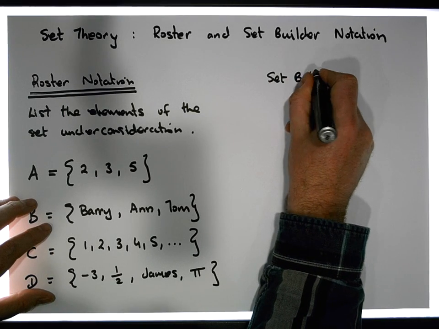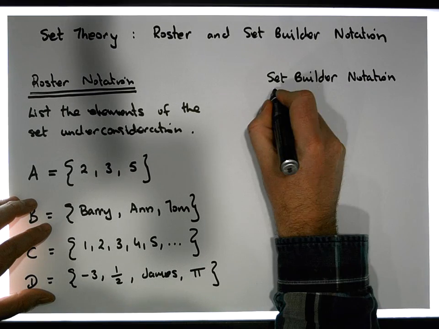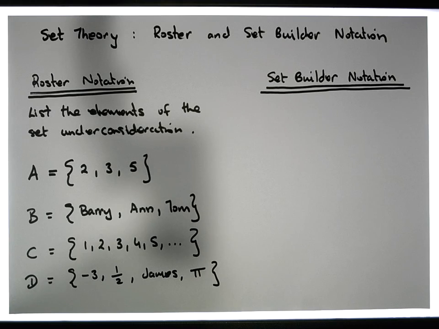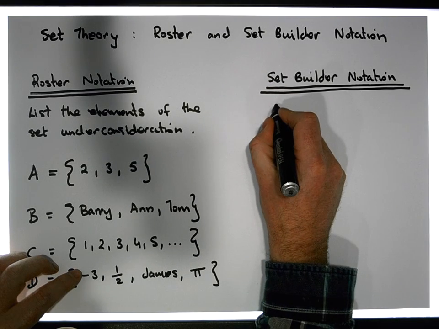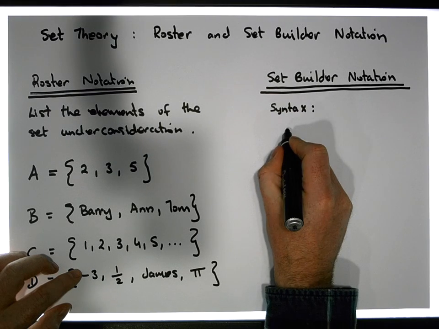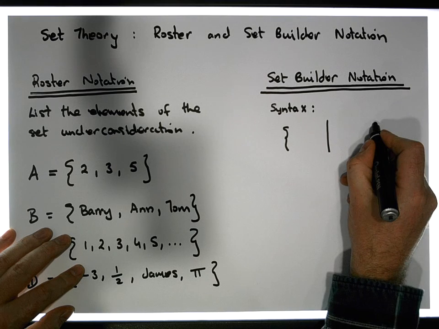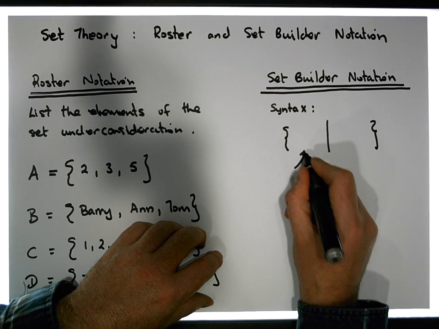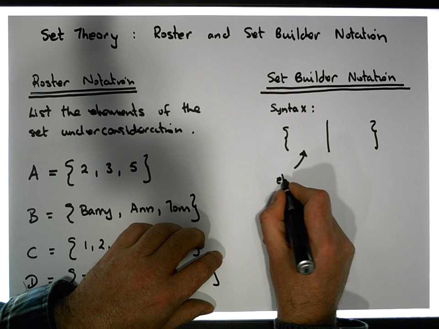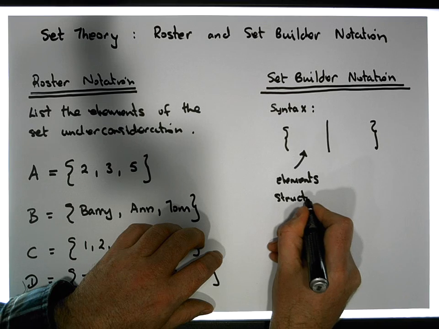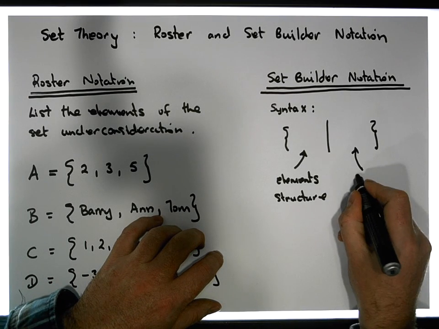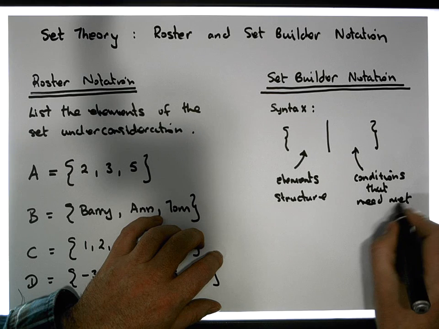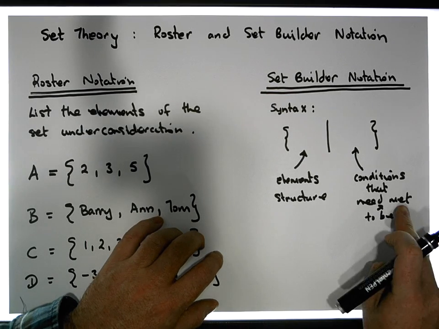Our set builder notation allows us to construct sets based off a specification for the sets. The set builder notation has two forms. When we're building the sets themselves, the syntax looks something like this: a curly brace, followed by a vertical bar, followed by another curly brace. The contents, the type of elements and their structure, is usually listed on the left-hand side of the bar, and the condition, or conditions, that need to be met are listed on the right-hand side.